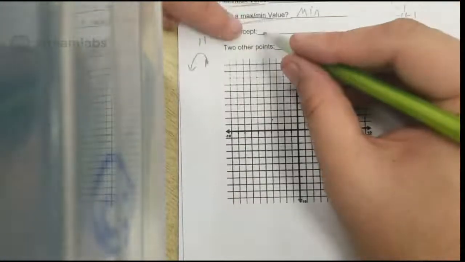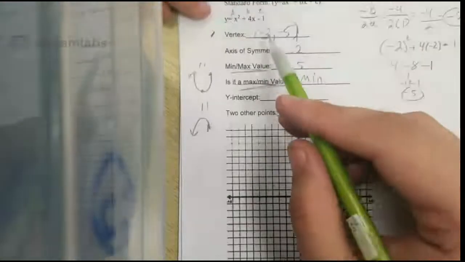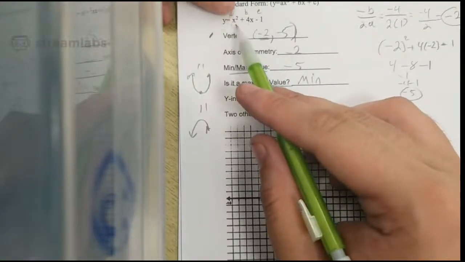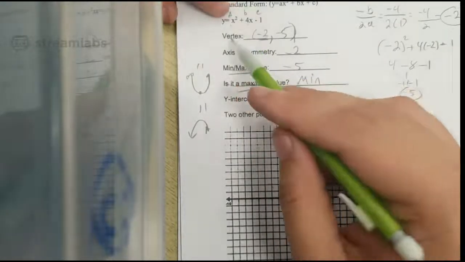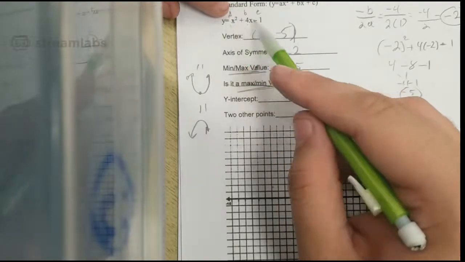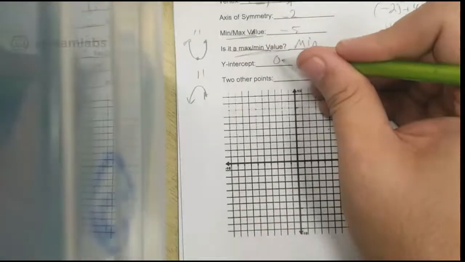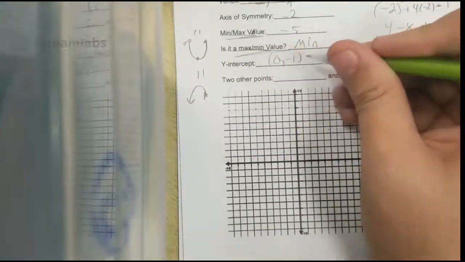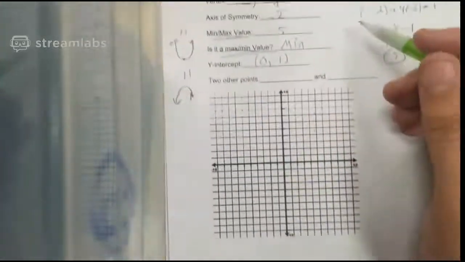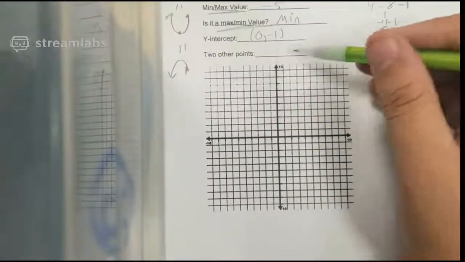The y-intercept. Now the y-intercept is very good about this. You could plug in x equals 0. But with this equation, what's really nice is if you plug x equals 0 here, this disappears, and if you plug in x equals 0 here, this disappears. So you're just left with negative 1. So my y-intercept is 0 comma negative 1. In the standard form, it's always just c. Okay? Last one, give me 2 other points.